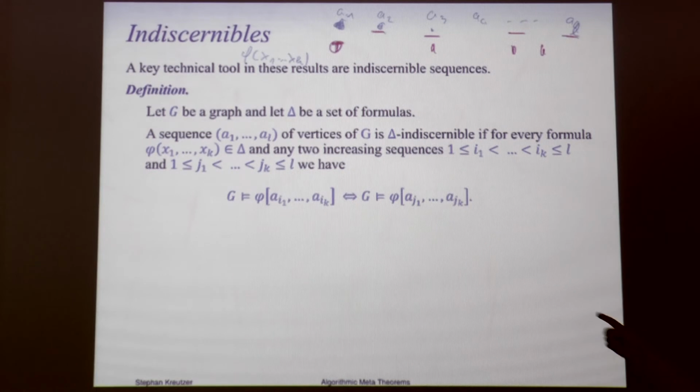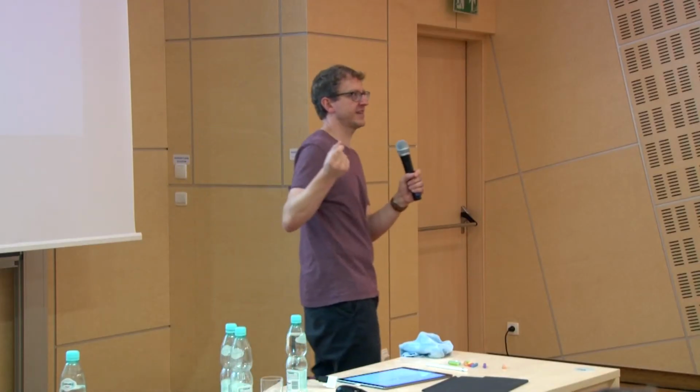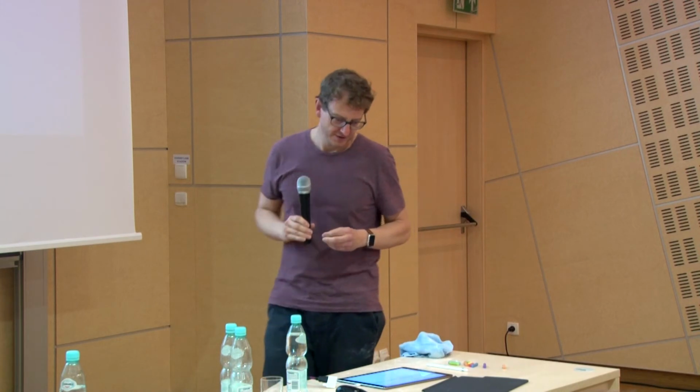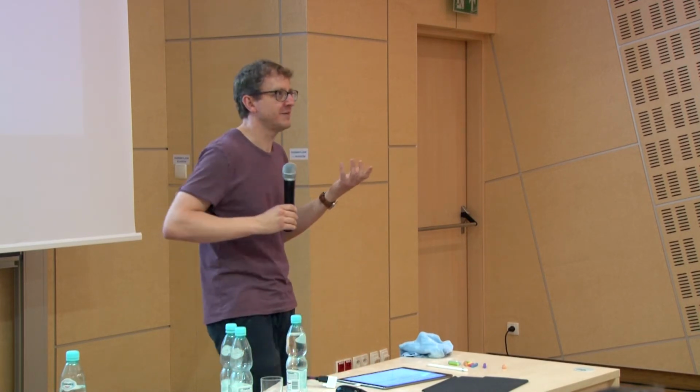Just assume that your set delta is closed under permutations of the variables. So if you have a formula in it with x1 to xk and you permute them, it will also be in it. Then it just means any two sets of vertices you pick will behave exactly the same with any formula in your set. So they're indistinguishable by these formulas. And this looks like a useful property. If you have a huge number of vertices which you can't distinguish in any form, then this is nice, because they behave the same.